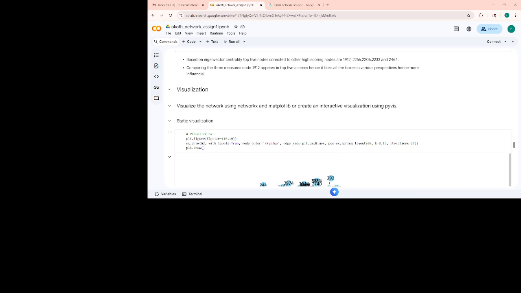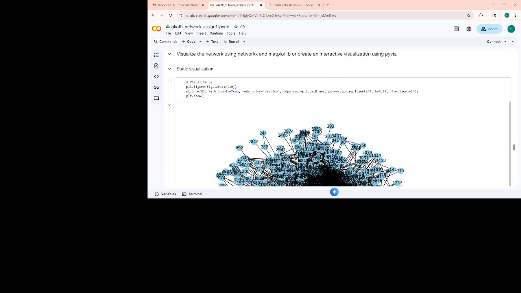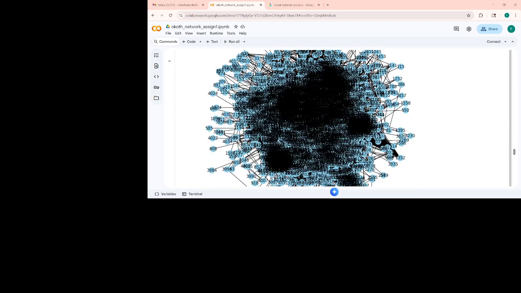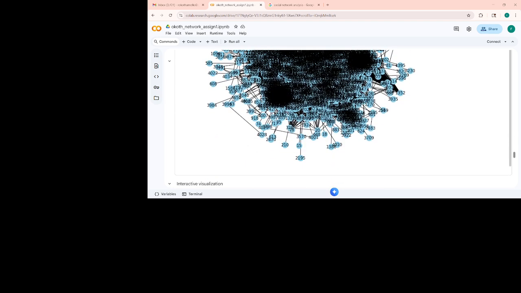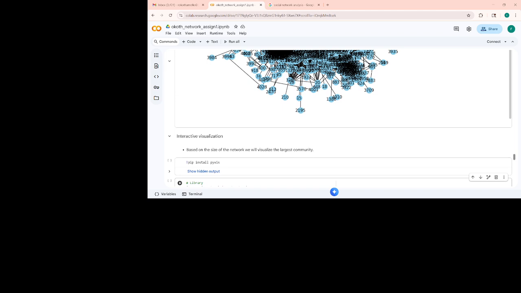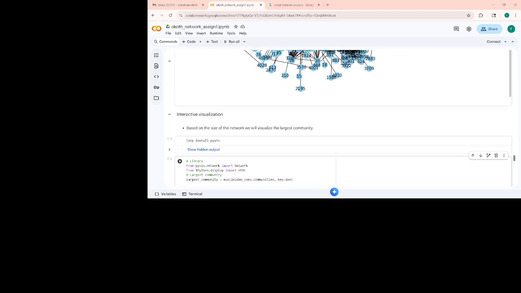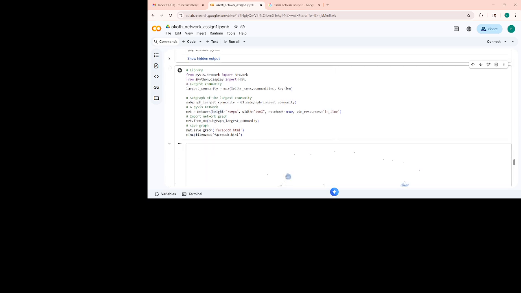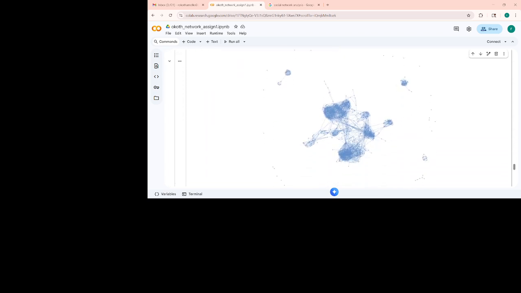Then we visualized the relationships, and in visualization we used a static approach, and we were able to see the communities based on the size of the connections. We also used interactive visualization to visualize the larger community.